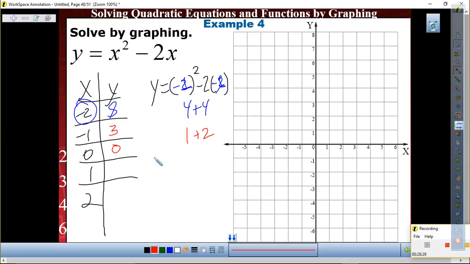0. 1 squared? 1. What is 1 times negative 2? So this is negative 1. What is 2 squared? 4. What is 2 times negative 2? Negative 4, and that is 0. Let's plot those points. Negative 2, 8. Negative 1, 3. 0, 0. 1, negative 1. And 2, 0. Our parabola.